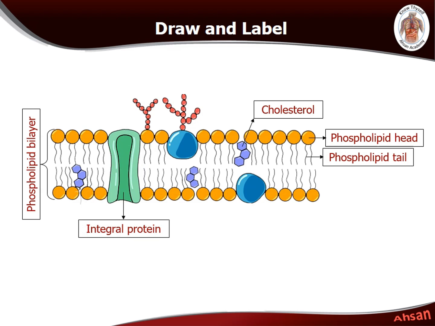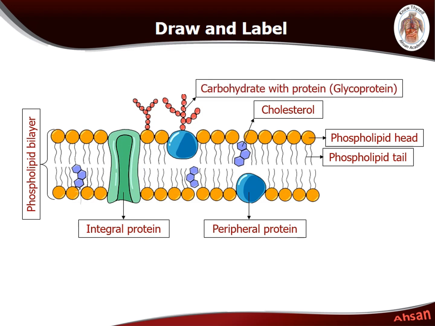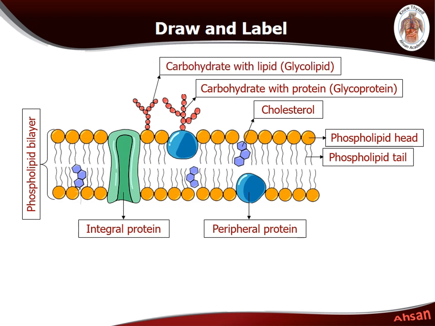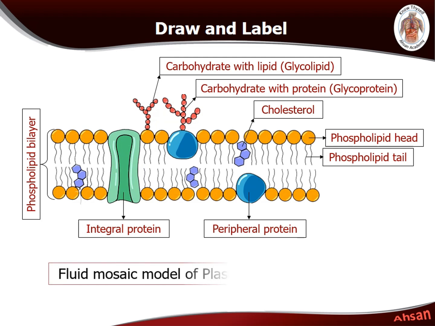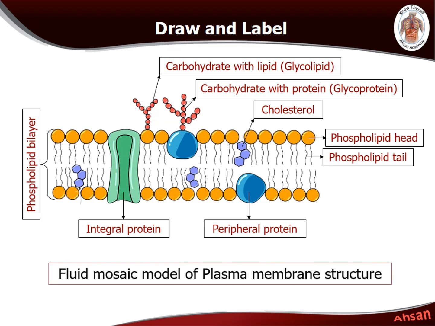Proteins are oriented in two forms. This is the integral protein, and this is the peripheral protein. This is a peripheral protein on the inner side, and another is on the outer side. Carbohydrates making bondage with the protein, this is glycoprotein, and this is glycolipid, where the carbohydrate is making contact with the lipid molecule. So this is a diagram of the fluid mosaic model of plasma membrane structure.